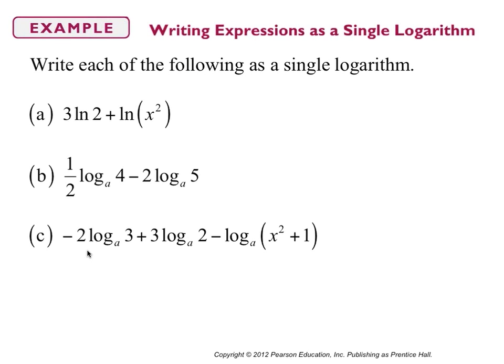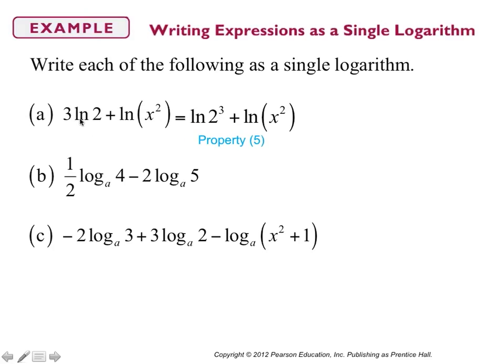Okay, now let's do it in the opposite direction. So let's go ahead and take something that is already expanded and then write it as a single logarithm. So let's do a and b together, and then I'm going to let you guys try c. So for a, we have 3 times ln of 2 plus ln of x squared. Now you notice that these are added together, so we know we're going to change it into multiplication. But what we actually want to do first is take any numbers that are out front and make them into exponents.